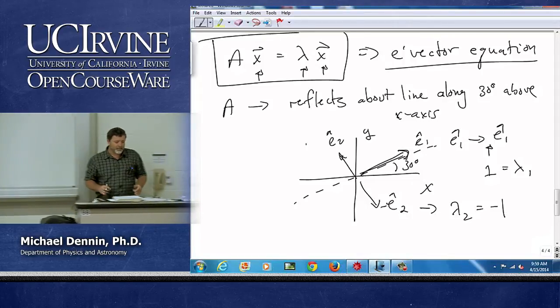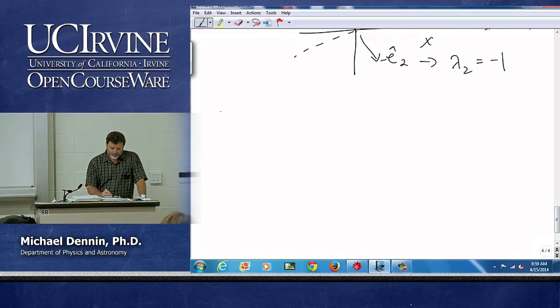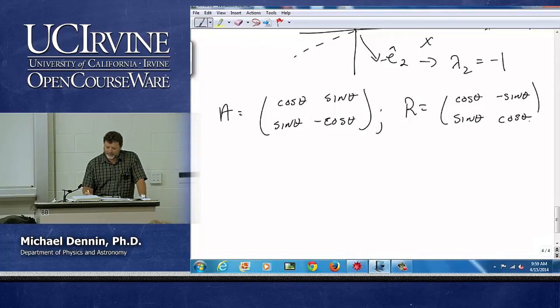Now, let me ask you this. We also have, so that was reflection, if you recall. We write the reflection matrix that way. Let's suppose I rotate by 30 degrees. Now talk to the person next to you. What are the eigenvectors?